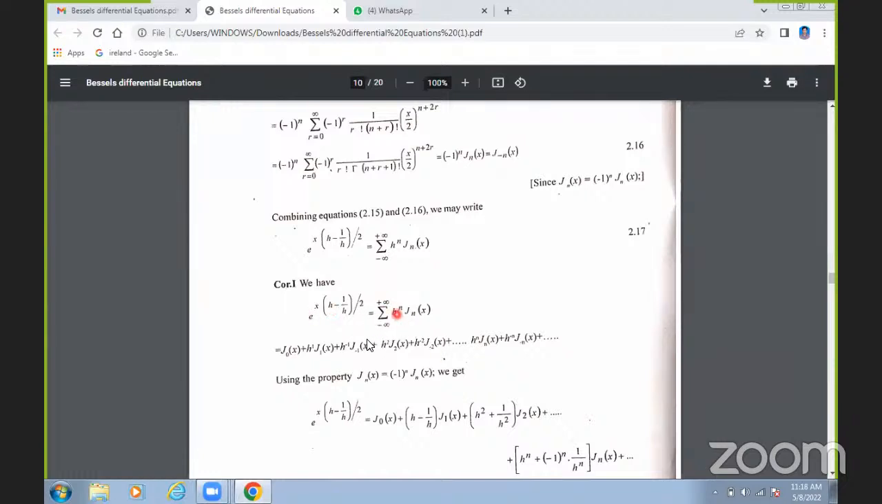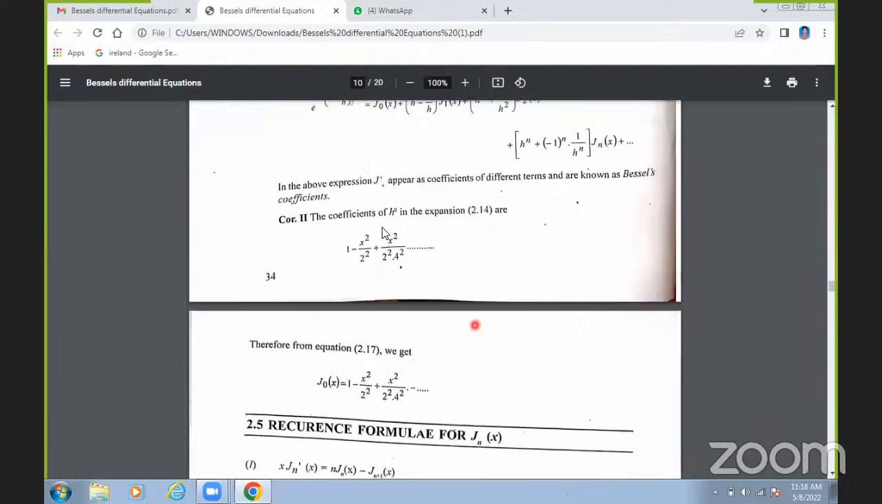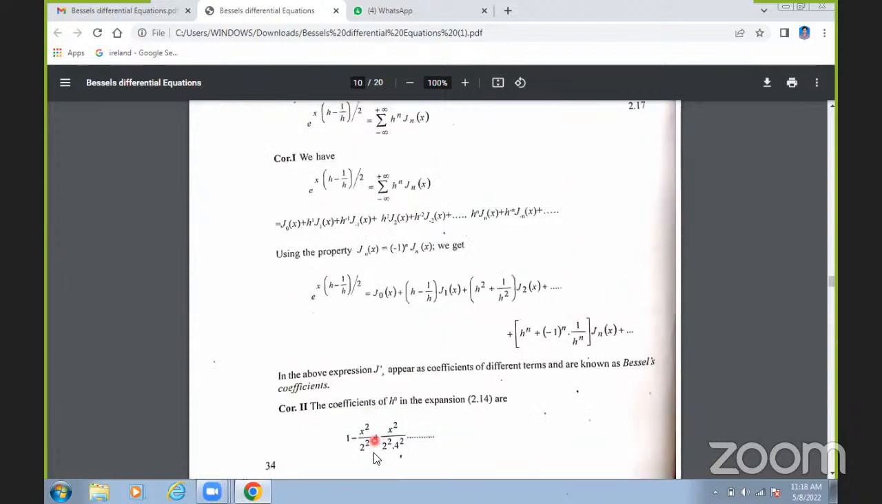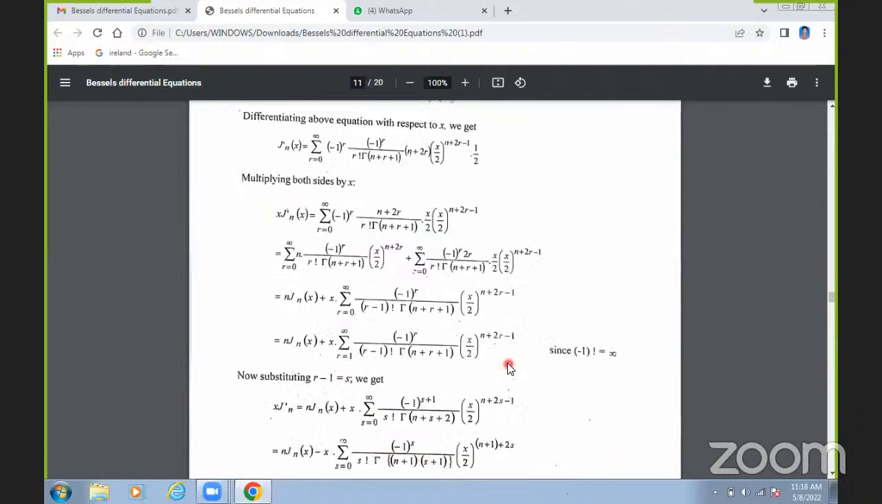So we can expand this as e to the power of x(h minus 1/h)/2, and we can expand this one also. The coefficient of h power 0 means the value at h power 0. If you take that, we are going to get 1 minus x squared by 2 plus and so on. This is the generating function of Bessel's differential equation.